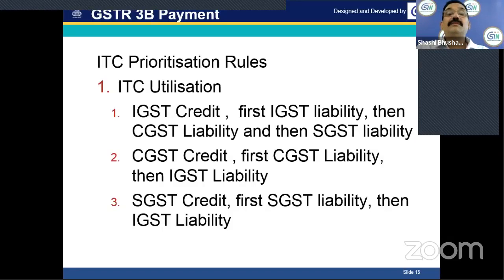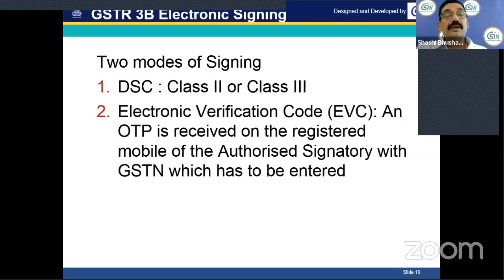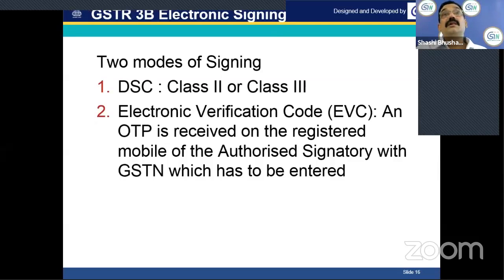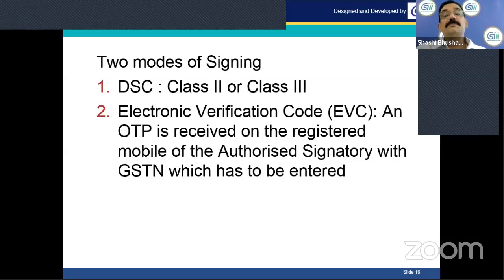Otherwise, during the validation, the system will throw an error. Now there are 2 ways in which a taxpayer can sign this electronic furnished 3B. One way is by applying a DSC. Now DSC is mandatory for all the taxpayers who are companies or registered under Companies Act, and all other taxpayers can file through electronic verification.